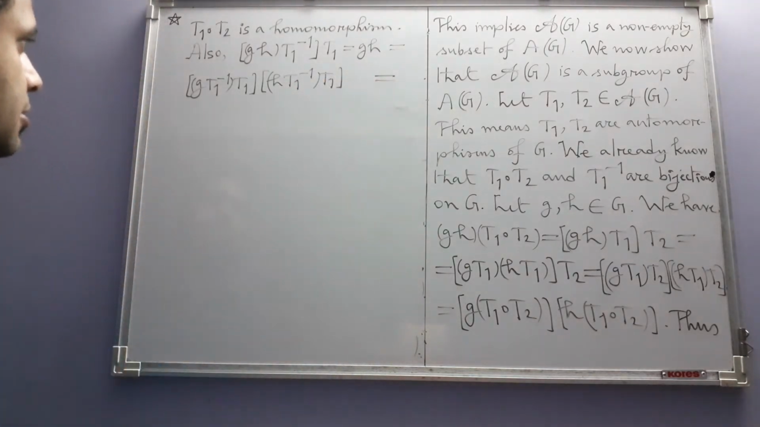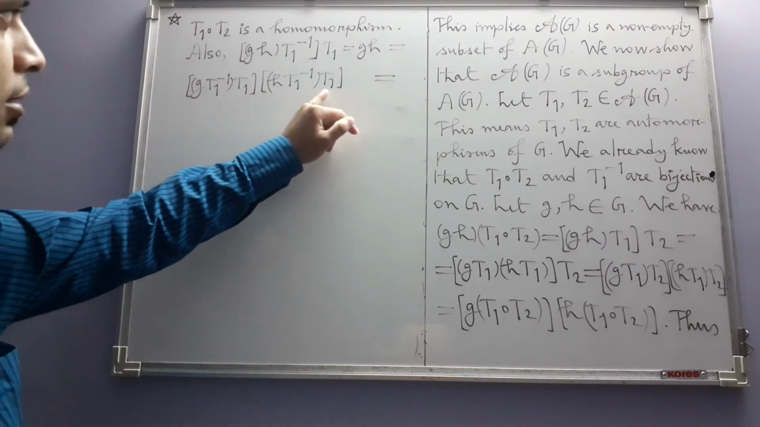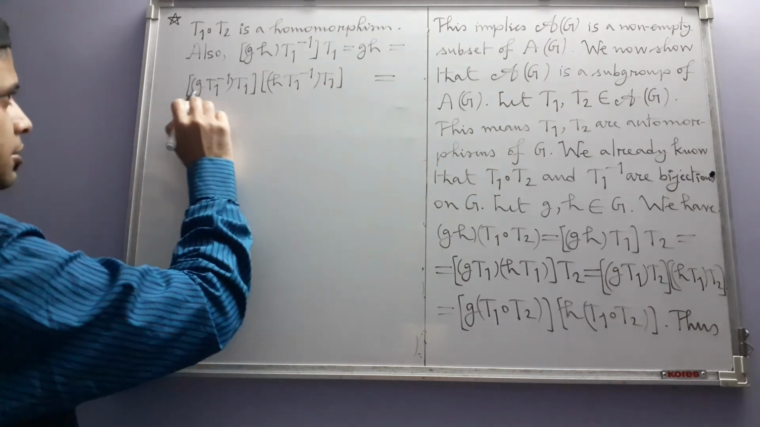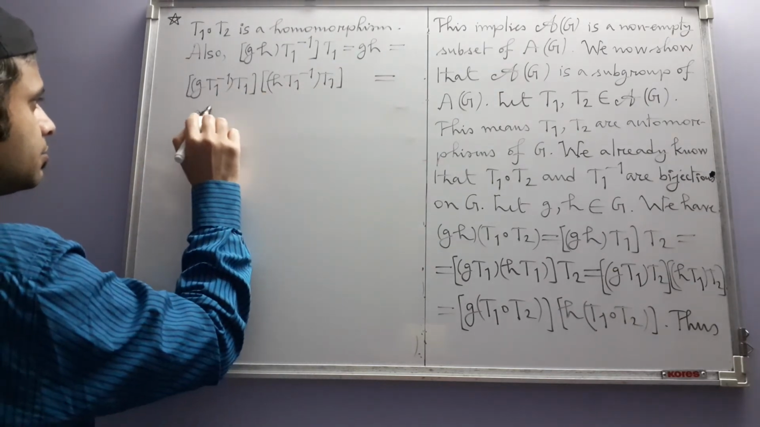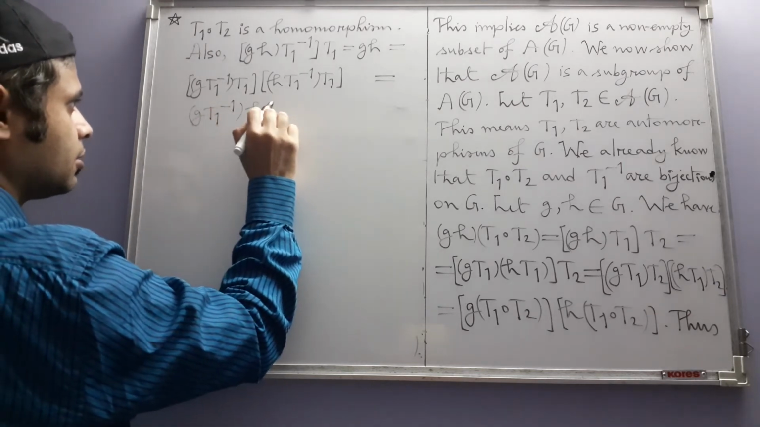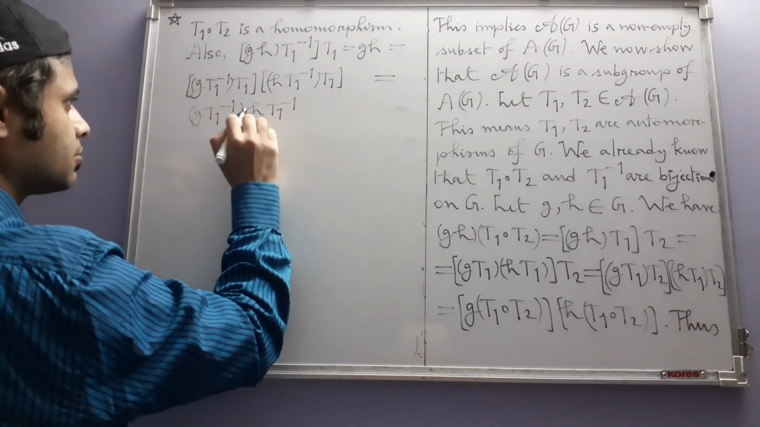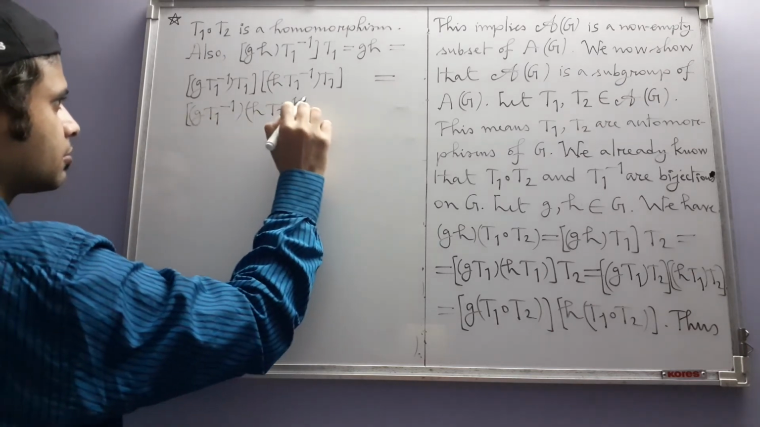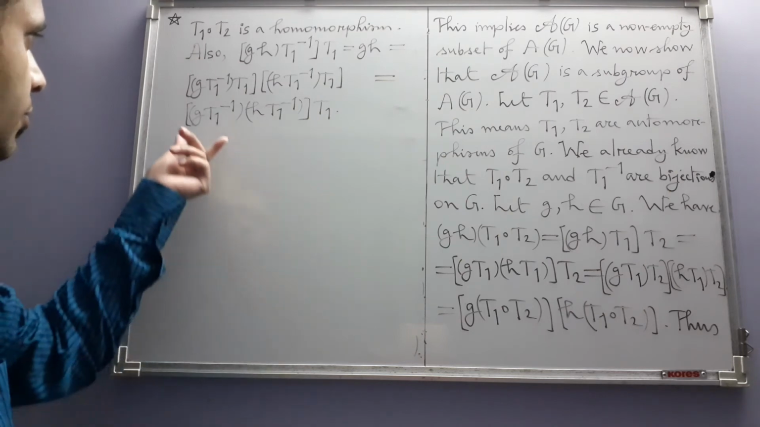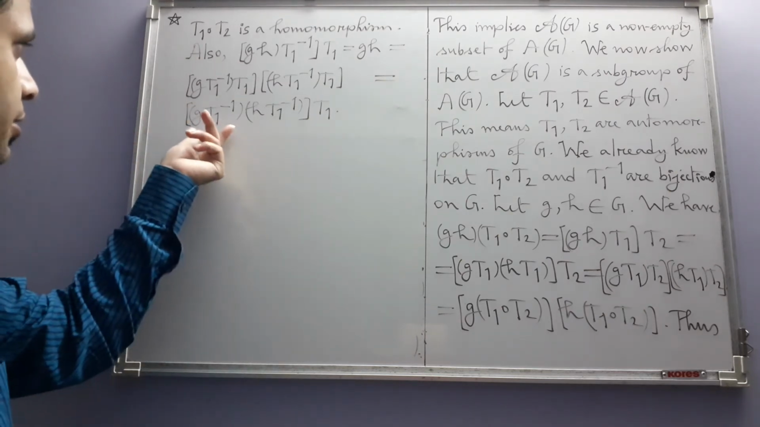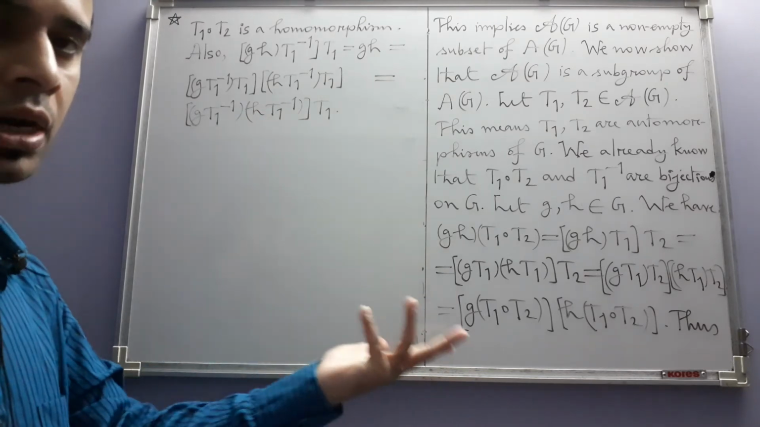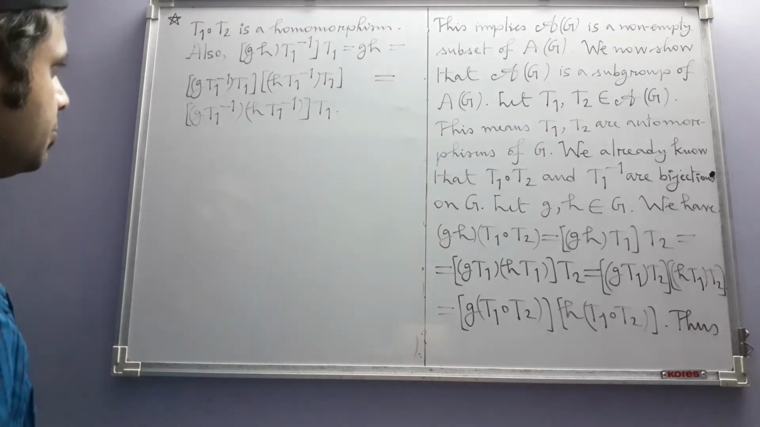Now in the next step, we use the fact that T1 is a homomorphism. So this becomes equal to GT1 inverse HT1 inverse T1. Keep in mind that these are elements in G, because we have only one group in this situation.